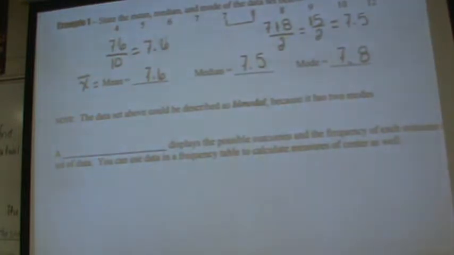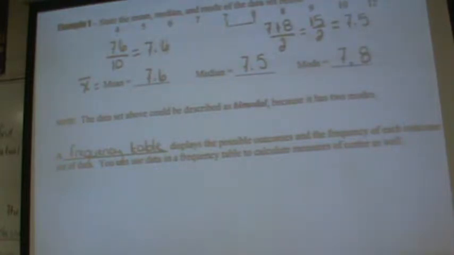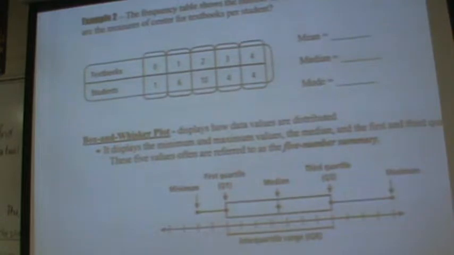Now, a frequency table displays the possible outcomes and the frequency of each outcome in a set of data. You can use data in a frequency table to calculate measures of center as well. So rather than being given a set like this, we can be given a set that looks like this. It'll be given to you in a table.